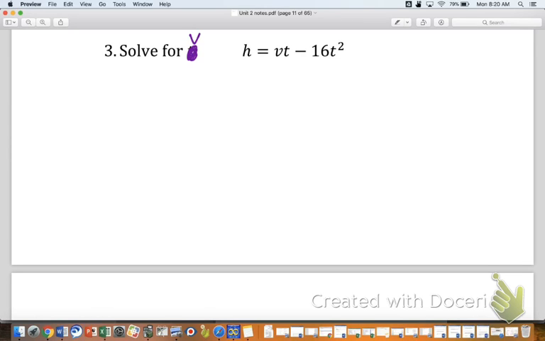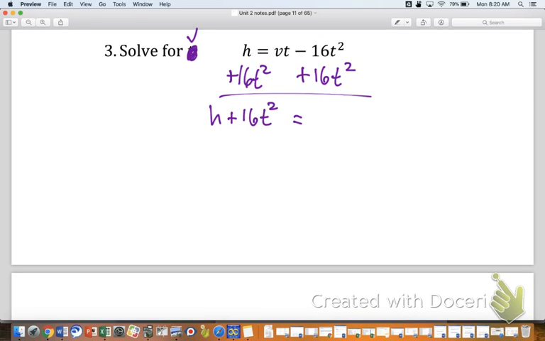Plus 16t squared. Does that make sense? We want to move this whole term over to get it away from the v, and it's minus 16t squared, so we need to add that to both sides. I like that. I think that's a good idea. So we're going to go plus 16t squared, plus 16t squared. This gives me h plus 16t squared equals vt.